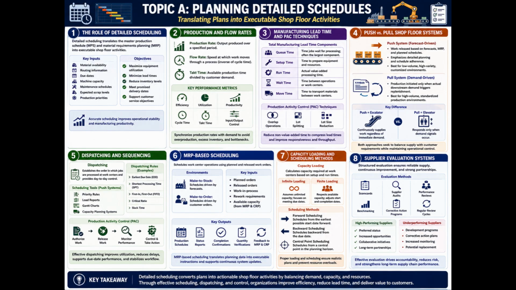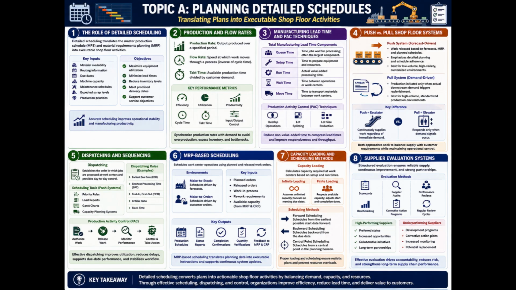Reducing non-value-added lead time components improves responsiveness and throughput. Production activity control (PAC) techniques such as overlapping operations, lot splitting, and lot size reduction are frequently used to compress lead times, accelerate material flow, and improve schedule performance without increasing capacity requirements.